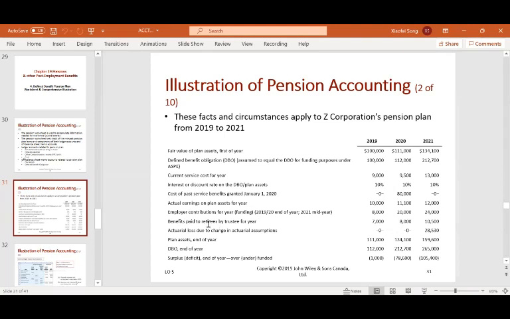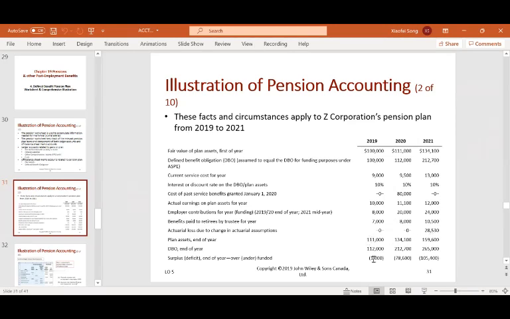Benefit paid to retirees by trustee for the year. So that is going to be reducing the defined benefit obligation and the plan assets, but does not require cash payment made by the company. Okay. And actuarial loss due to change in actuarial assumptions. This one, only 2021 has it.